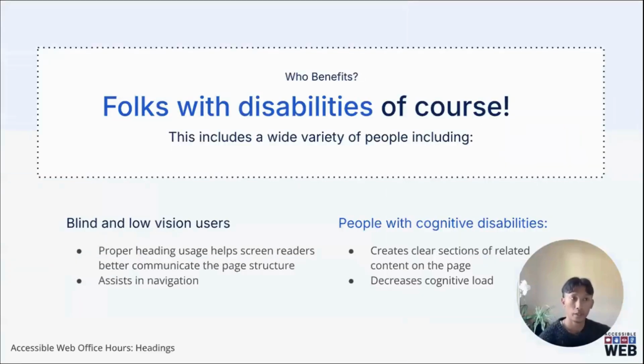So who benefits from headings? A wide variety of people, including screen reader users and people with cognitive disabilities. Individuals with visual impairments, such as blind and low vision users, often use screen readers to navigate content. Properly structured headings help screen readers present a clear outline of the content, allowing users to jump directly to sections of interest. People with cognitive disabilities also benefit as well, because having clear hierarchical headings make it easier to understand and follow the structure of content, which benefit them by breaking down information into manageable chunks, which decreases cognitive load.